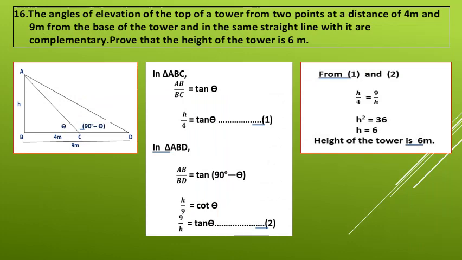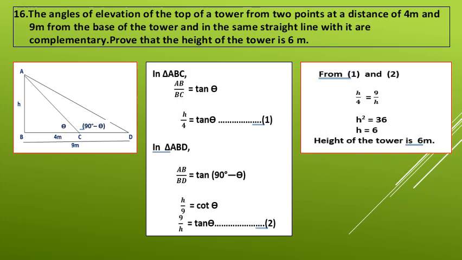Question number 16. The angles of elevation of the top of a tower from 2 points at a distance of 4 meter and 9 meter from the base of the tower and in the same straight line with it are complementary. Prove that the height of the tower is 6 meter.